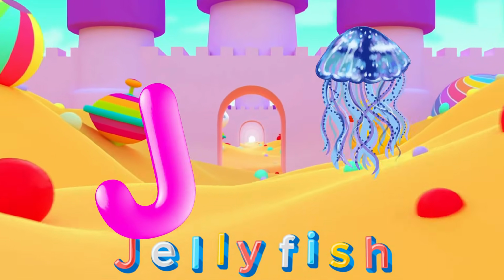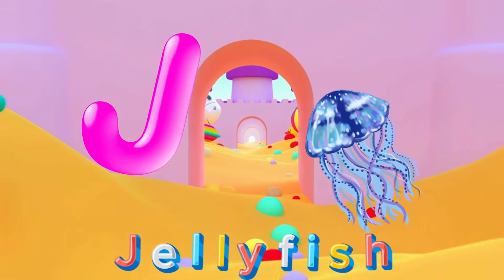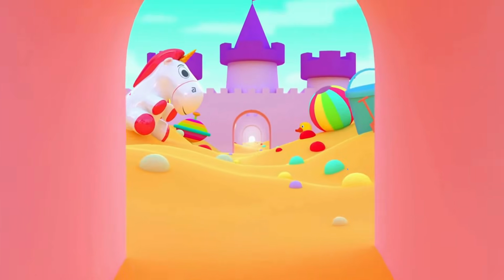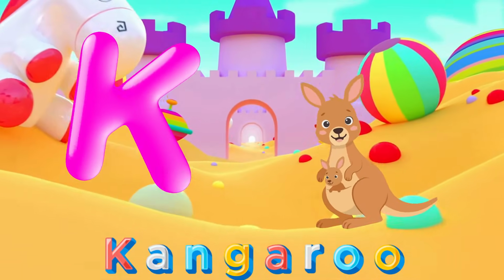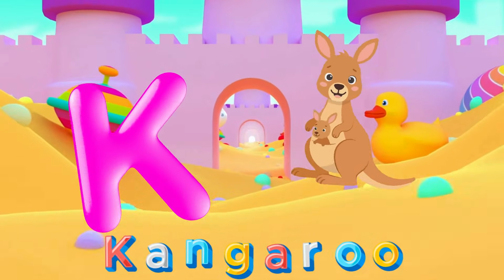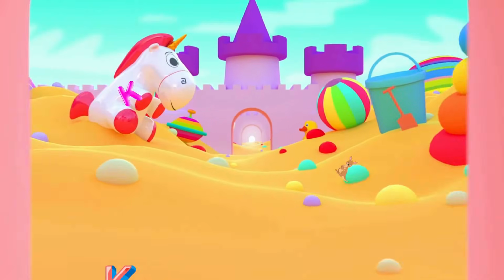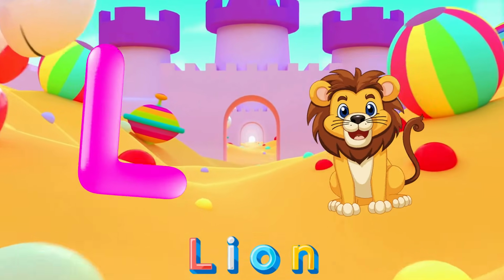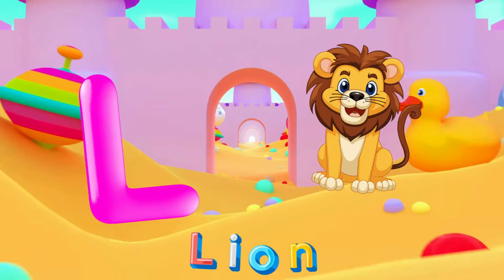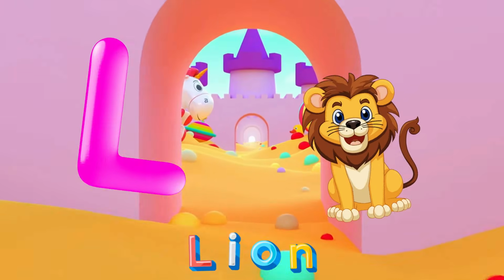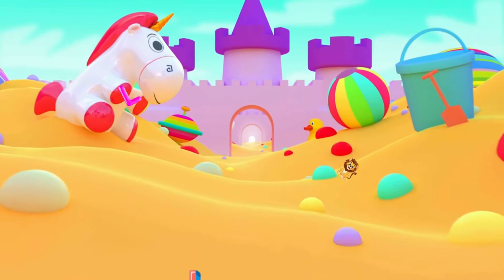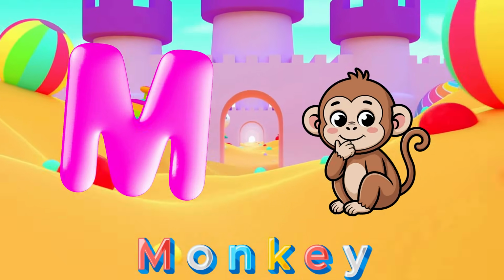J is for jellyfish. K is for kangaroo. L is for lion. M is for monkey.